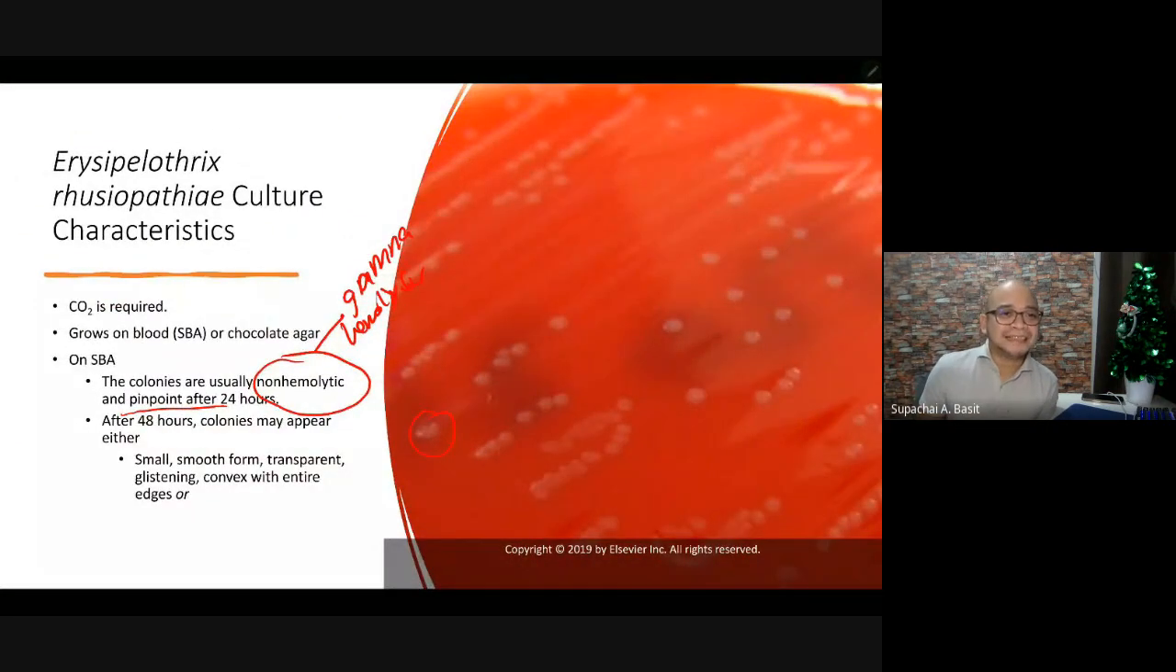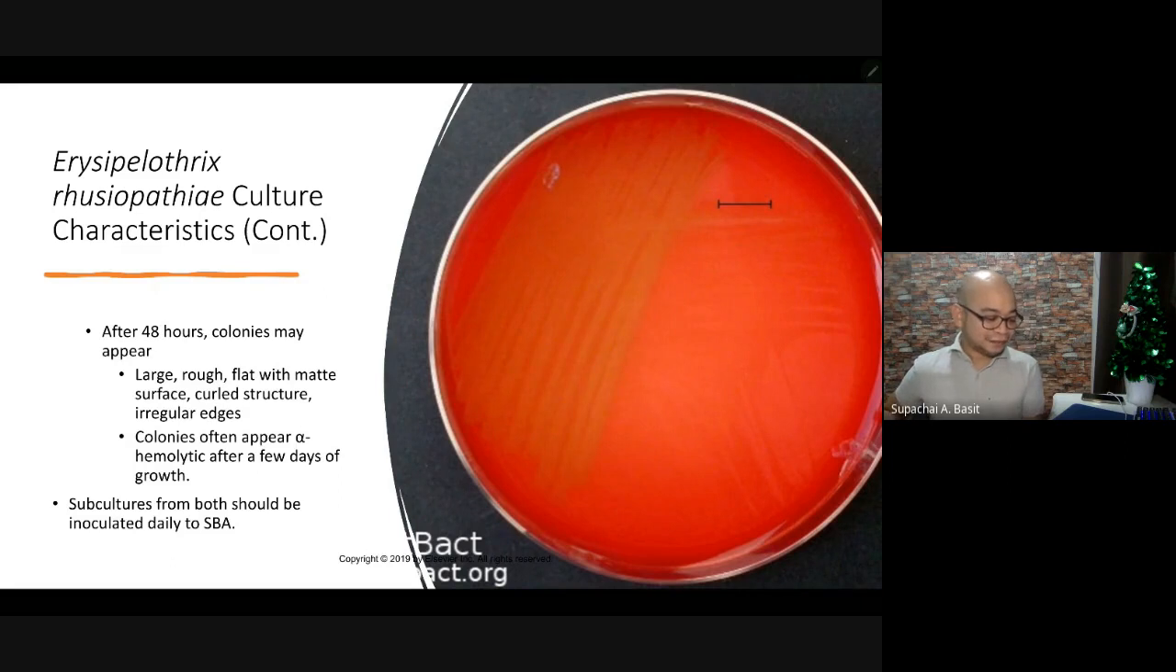Okay, so that is how Erysipelothrix rhusiopathiae occurs in culture. After 48 hours, again, they may now appear as large colonies, rough, flat with irregular edges. Colonies appear to be alpha hemolytic now, and subcultures from both should be inoculated daily to sheep's blood agar. So from broth, it should be inoculated daily to sheep's blood agar.